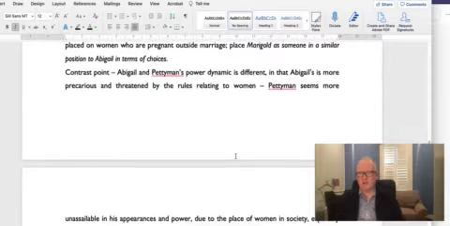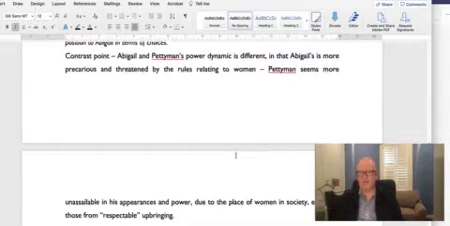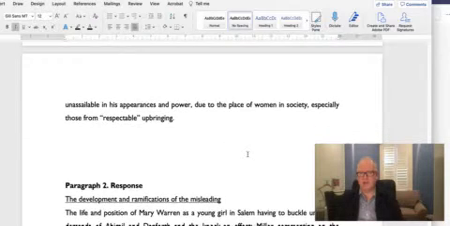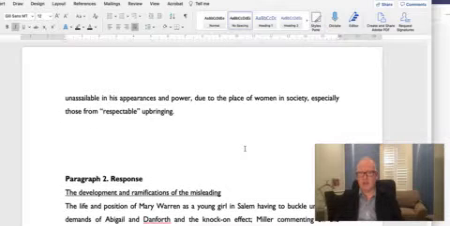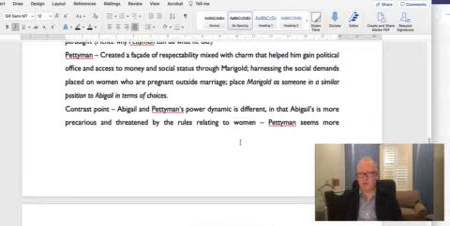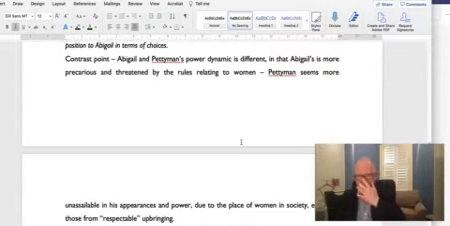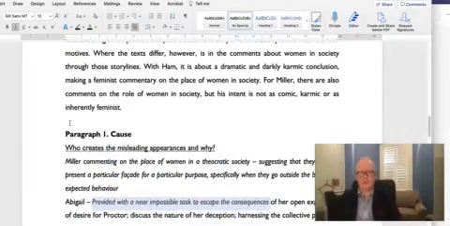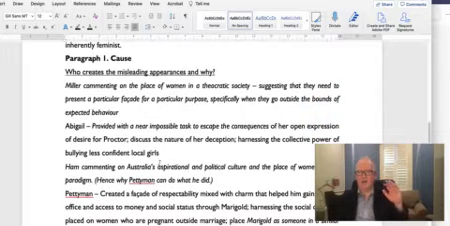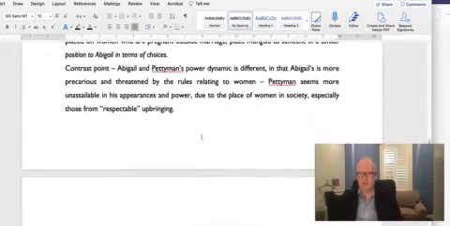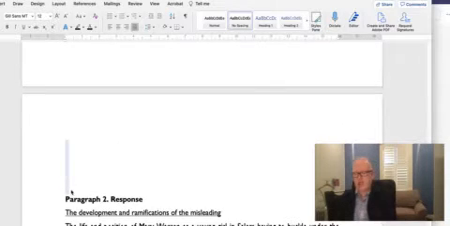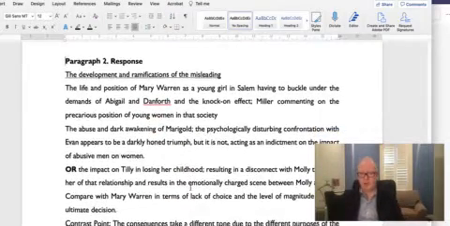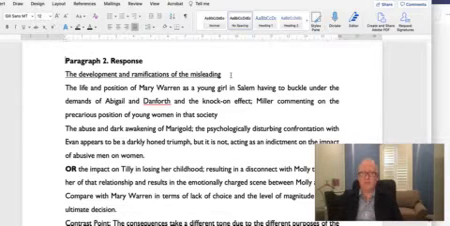So, Abigail and Pettyman's power dynamic. I'm thinking you could do an Abigail and Pettyman comparison, where their power dynamic is different. Abigail's is more precarious and threatened by the rules regarding women. Pettyman seems more unassailable in his appearances and power due to the place of women in society, especially from a respectable upbringing. But if you wanted to, you could do an Abigail, Marigold, Pettyman comparison. There are different ways you can go, but what I'm suggesting is you need to look at some comparison points when talking about misleading appearances, and you should also think about some contrast points. All right, the next thing you could do in the response is talk about the development and ramifications of the misleading appearances.